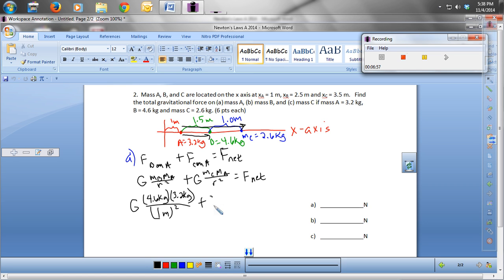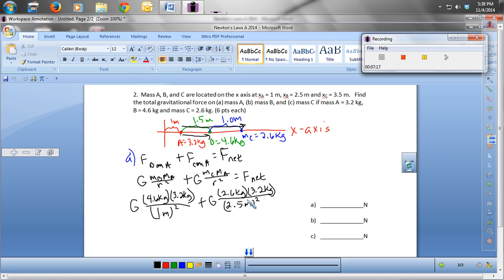And then I did the same thing here. C was my 2.6 kilograms. Still looking at A. A is still 3.2 kilograms. And the distance from A to C, if you added those two up, you would get 2.5 meters. Don't forget to square it.